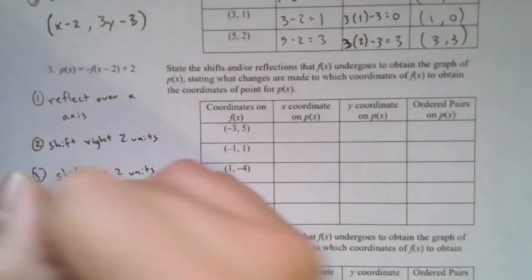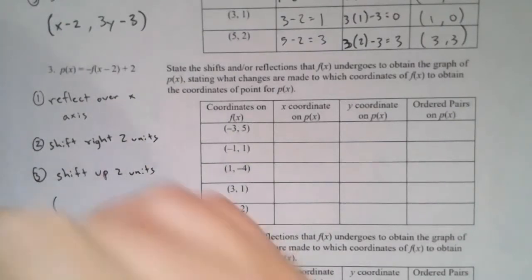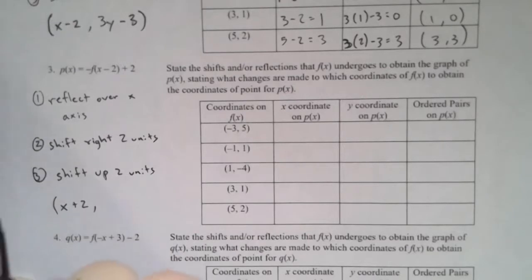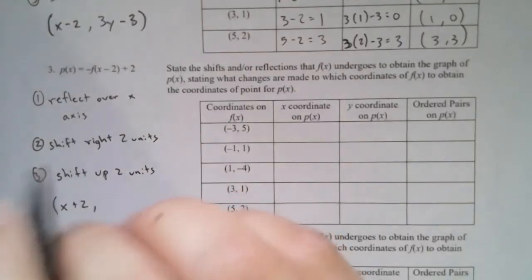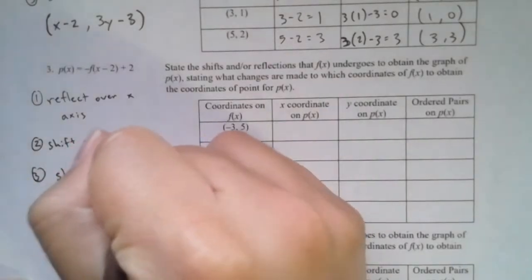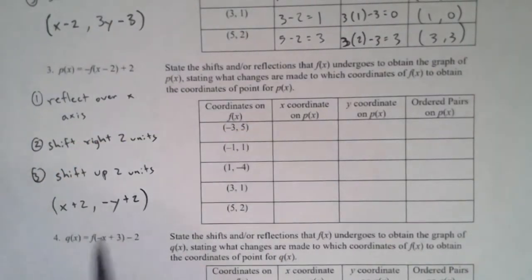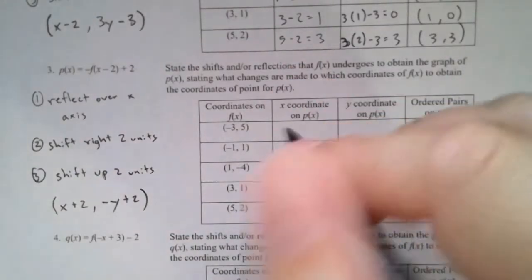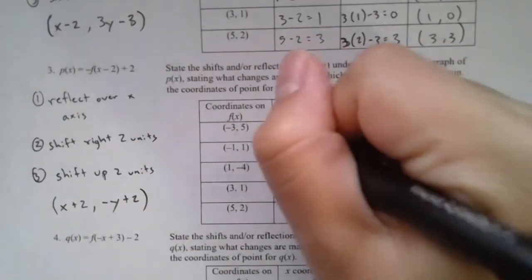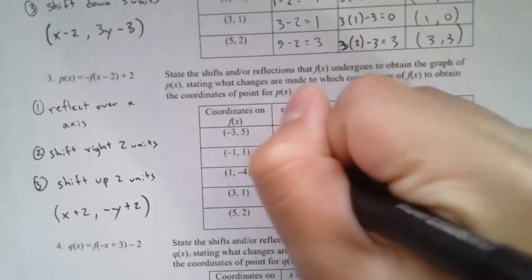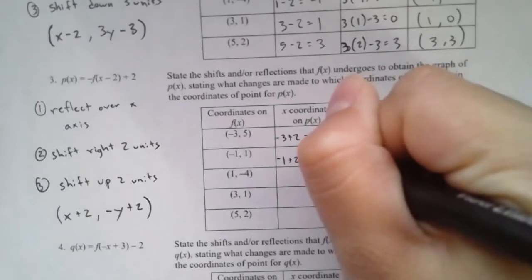Okay, so let's write what would be that general formula, right? I'm shifting right 2 units towards the positive side, so I add 2 to my x's, and then I'm reflecting over the x-axis, so that makes my y negative, but then I shift up 2 units, so I add 2. And there's your general formula. Same thing here now. So I add 2 to my x's, so negative 3 plus 2, I get negative 1. Negative 1 plus 2, I get positive 1.